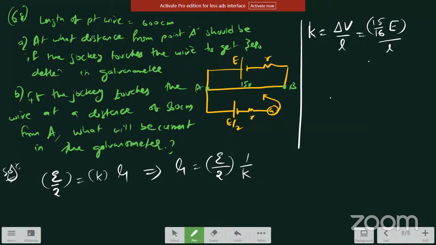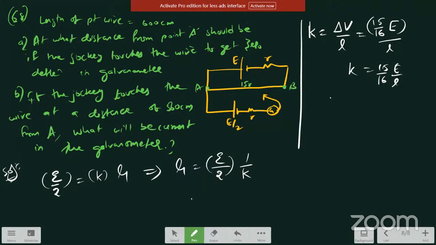Okay. So I have found the 15 by 16 E by L. Right? Sanika Kale, have you understood how I found this, 15 by 16 E by L? This is the potential gradient. Sanika Kale, please comment. Is she there in the class? Not there. Sanika Kale. Okay, there. Good, you understood.